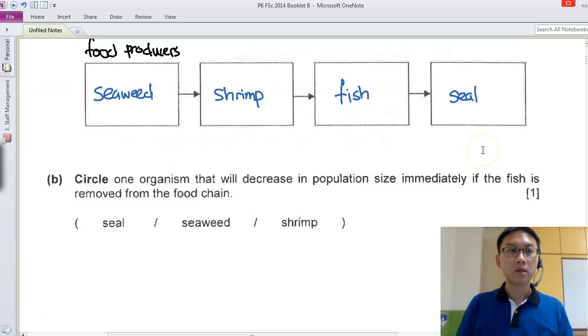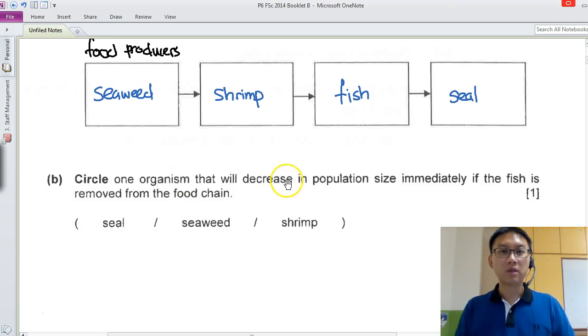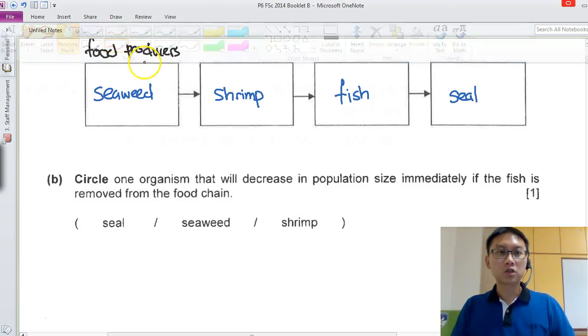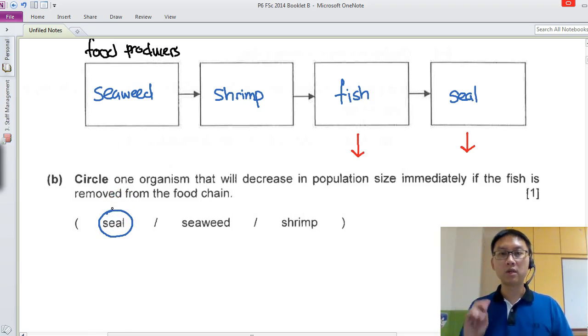Okay? So you're supposed to circle one organism that will decrease in population size immediately if the fish is removed from the food chain. So if my fish is removed, so if my fish goes down, which one will start to go down? The food source goes away, the seal will be the one who will be next to follow, because the seal eats the fish for food. So this is the one that will decrease immediately. Okay?